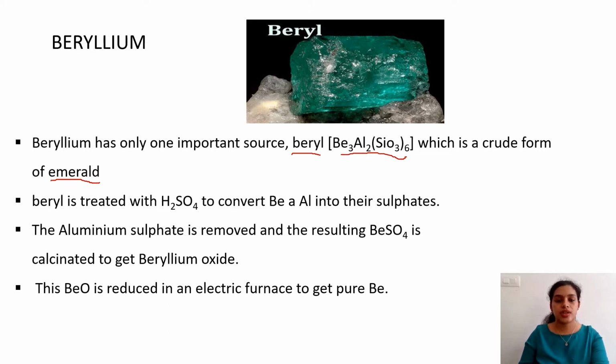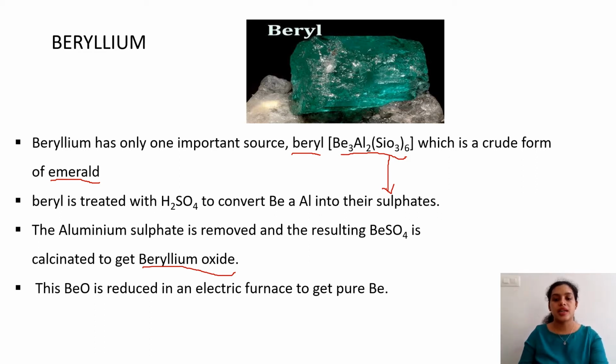First, this beryl is treated with sulfuric acid to convert beryllium and aluminum into their sulfates. Here they exist as silicate in beryl, and from there these are converted into sulfates. Then this aluminum sulfate is removed from the system and the resulting beryllium sulfate is converted into beryllium oxide. And how is this done? This is calcinated. Calcination means just heating in the presence of an abundance of air or oxygen.